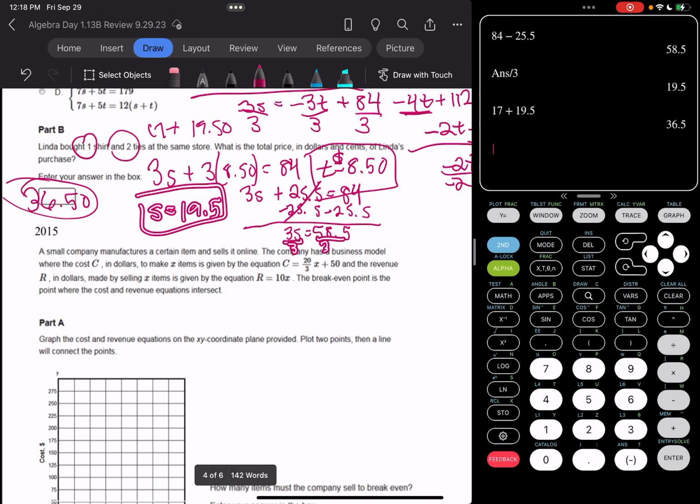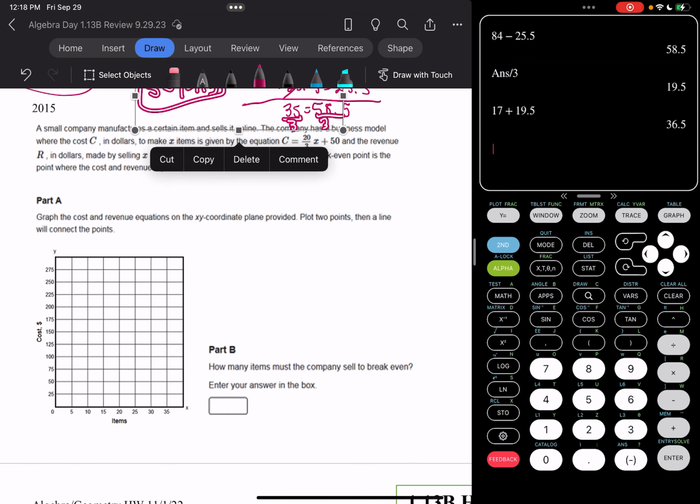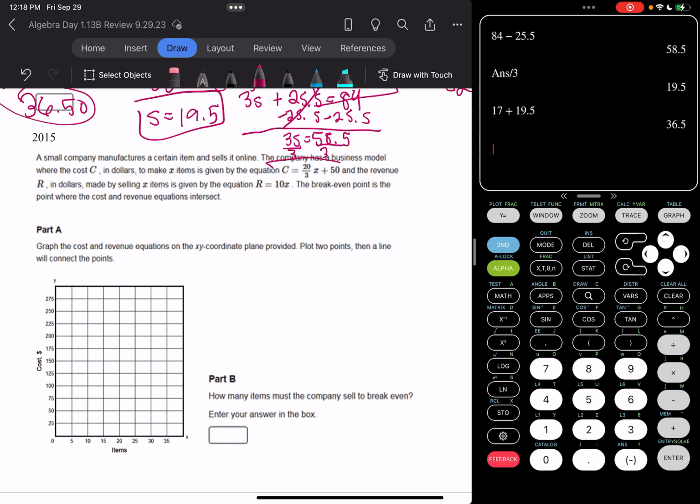So let's take a look here at the next one. The next one is having you graph these two equations. And what's tricky about this graph is it goes in 5s across the bottom and by 25s up and down. So I'm going to show you how I navigated that.